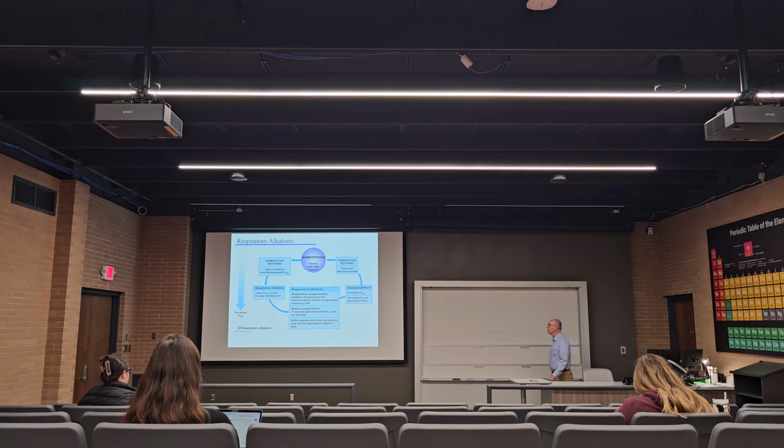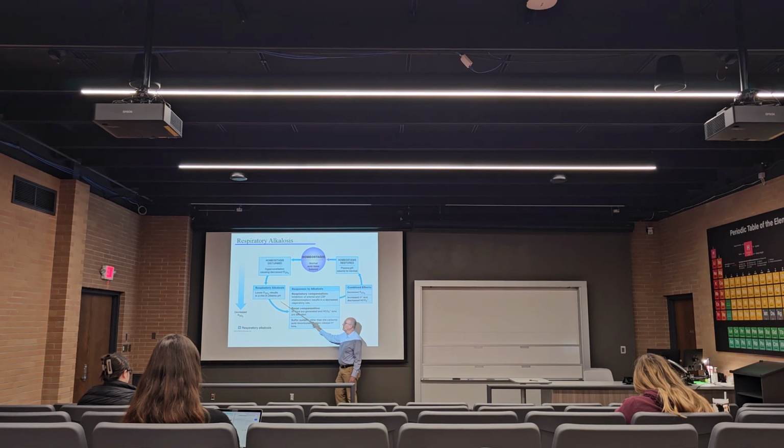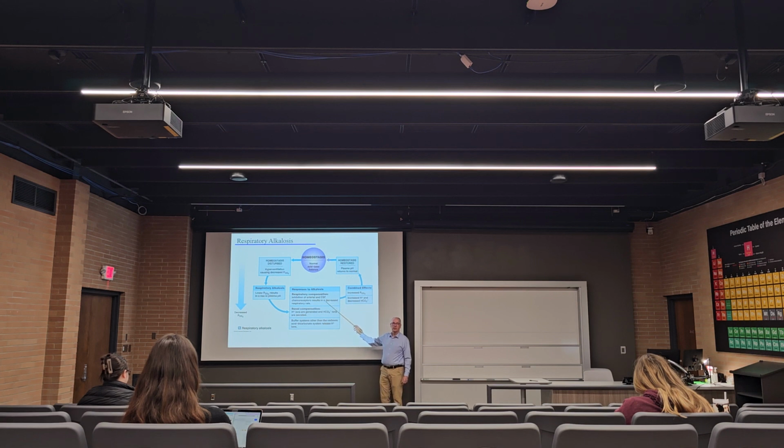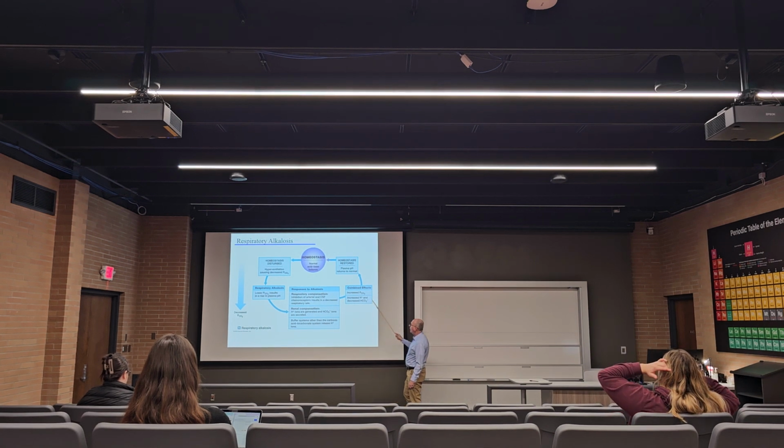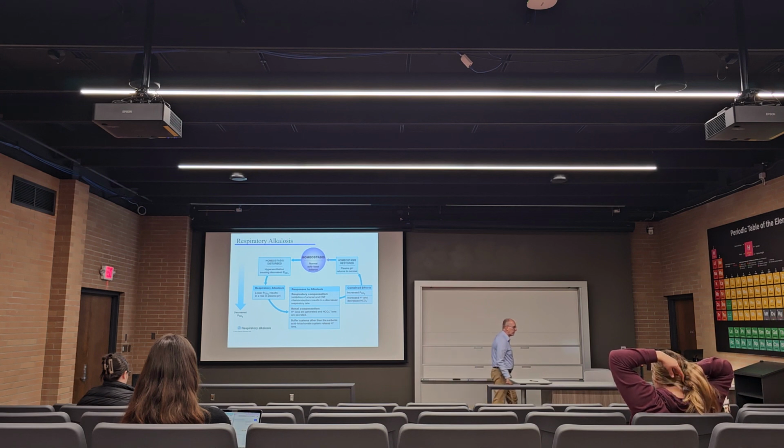So again, in respiratory alkalosis, we're hyperventilating. That lower CO2 level leads to an increase in the pH because we're removing excess carbonic acid. The easiest way to deal with this is to slow down your breathing rate. But if we're unable to do that, we're going to remove bicarbonate to get rid of it. And again, that will bring our pH back down.